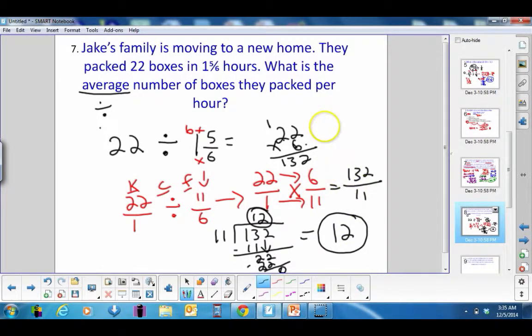Okay. Now, the other way I could have done this is I could have cross-simplified here, which means I know 22 and 11 have numbers in common. They both have 11. 22 divided by 11 is 2, and then 11 divided by 11 is 1. 2 times 6 is 12. 1 times 1 is 1. 12 divided by 1, 12. Gives me the same answer. Okay, but looks like we got it. We're moving on.